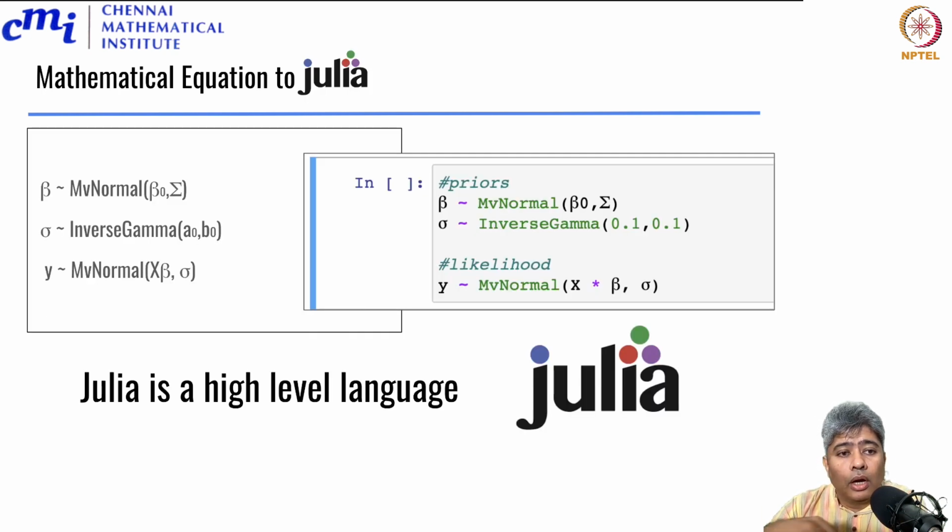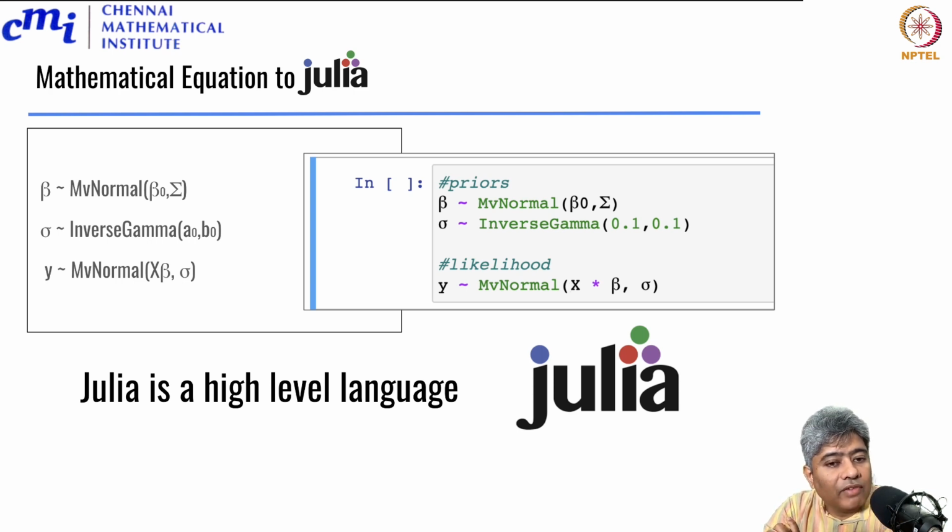So here comes Julia, which gives us an interesting advantage. Here you can see a small code snippet from my Jupyter notebook. The way we write our equation, we can write our code in Julia exactly the same way. So this is a very, very important and interesting way we can write Julia code.